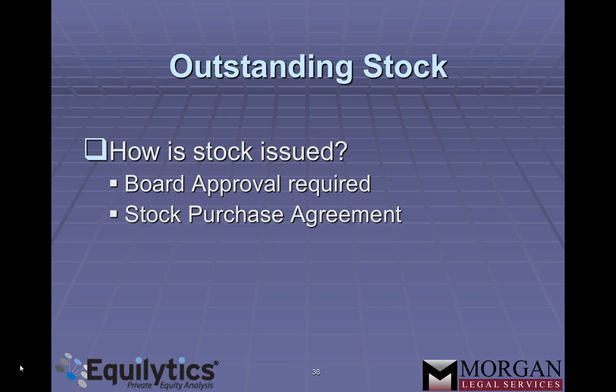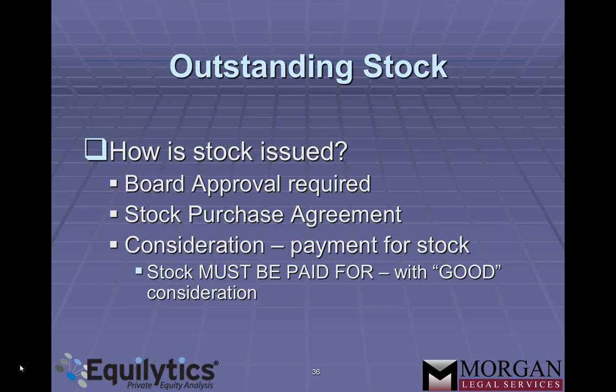Then the company and the purchaser engage in a written agreement, normally called a stock purchase agreement, under which the agreement specifies the number of shares of stock that are being sold to the purchaser, the price being paid, and conditions and restrictions placed on the stock. And an important part of the stock purchase is that we specify the consideration. Consideration is the type of payment used for the stock. And under the state statutes, stock must be paid for with good consideration.